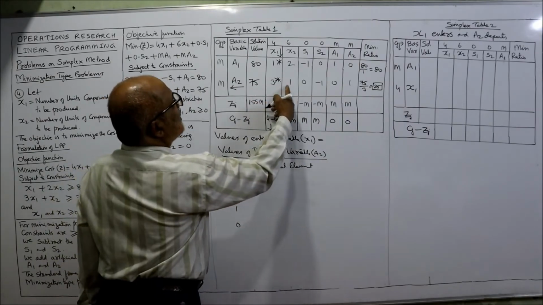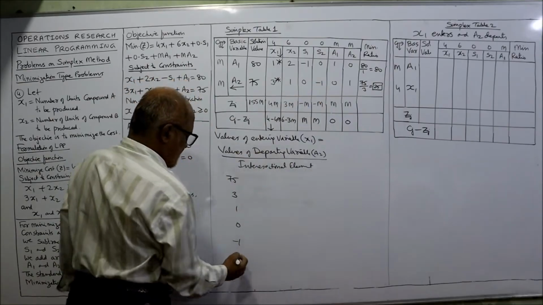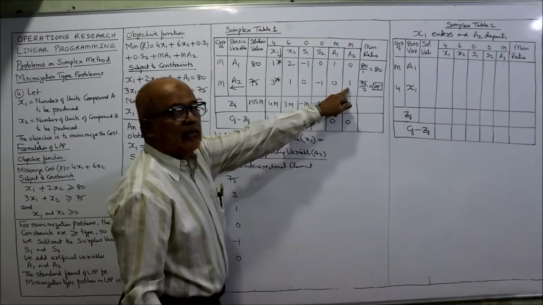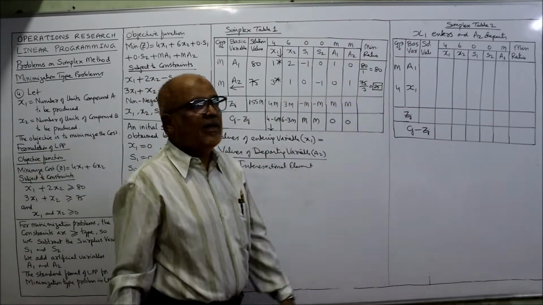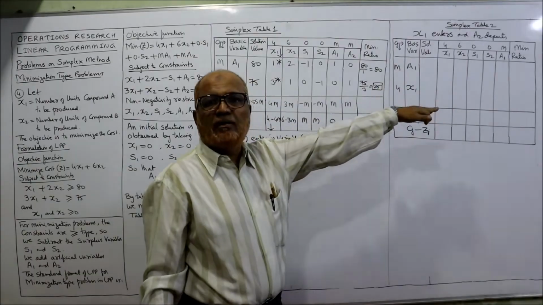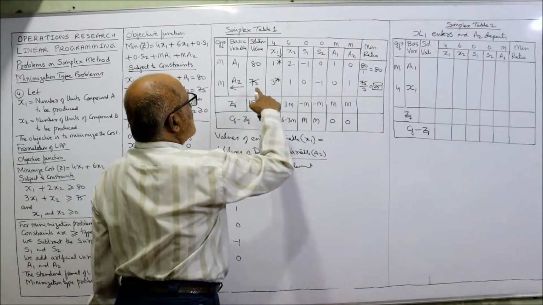310 minus 1 and 0. I am not taking this one because in our table A2 is departed. The A2 column is not there. We have only columns up to A1. So we will take up to this one.